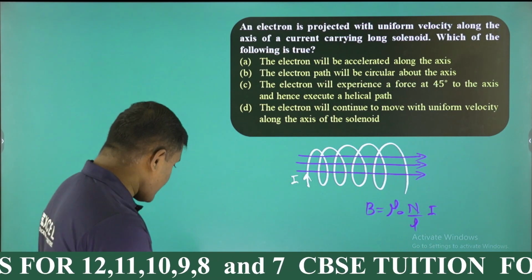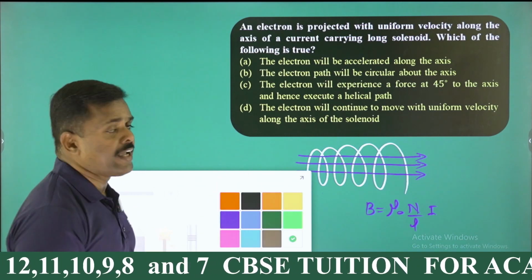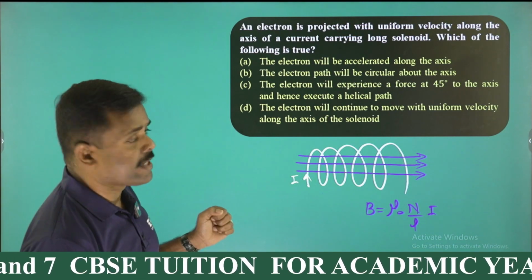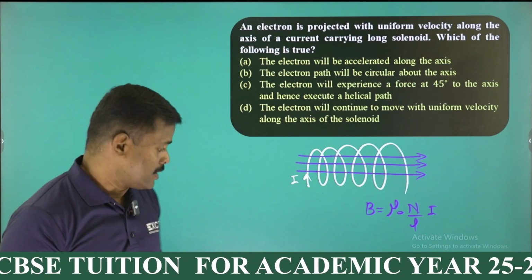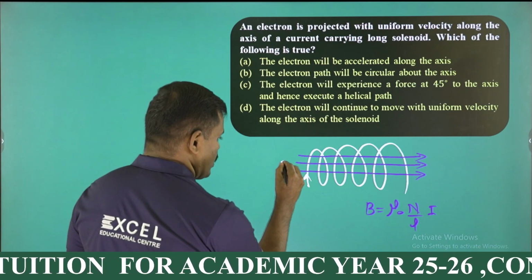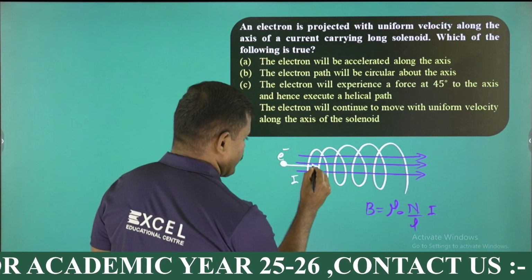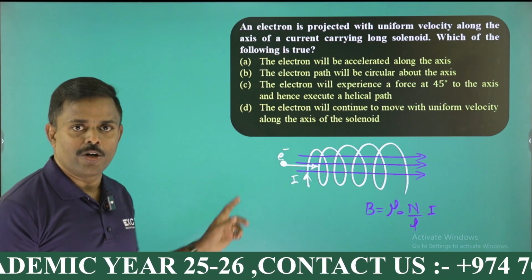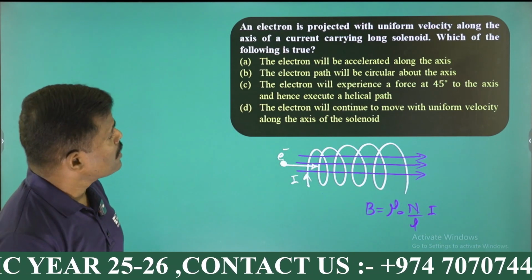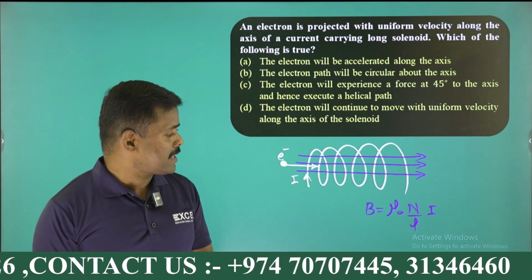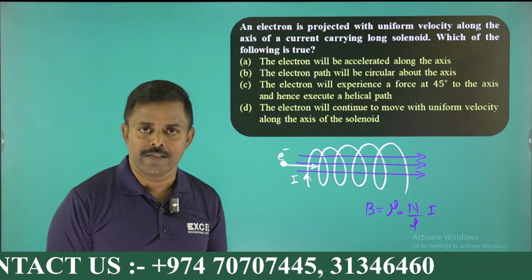Okay, and right into the solenoid, you're going to shoot a particle. What kind of particle? An electron. So look at this electron. This is an electron that's being shot into the magnetic field, all right, along the axis. So the question is, what will happen to it? It's a fundamental idea which you have learned in classes.